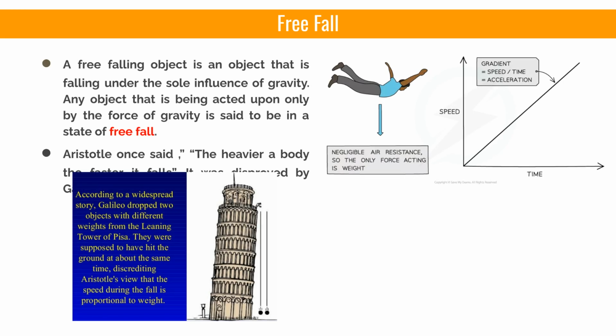Free fall occurs when an object is solely influenced by gravity. Any object acted upon only by the force of gravity is in a state of free fall. Galileo disproved Aristotle's idea that heavier bodies fall faster, suggesting that the speed of fall is proportional to weight.